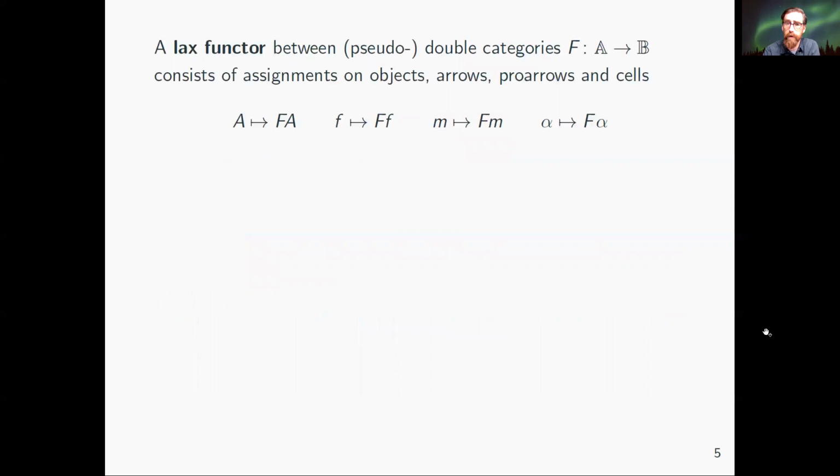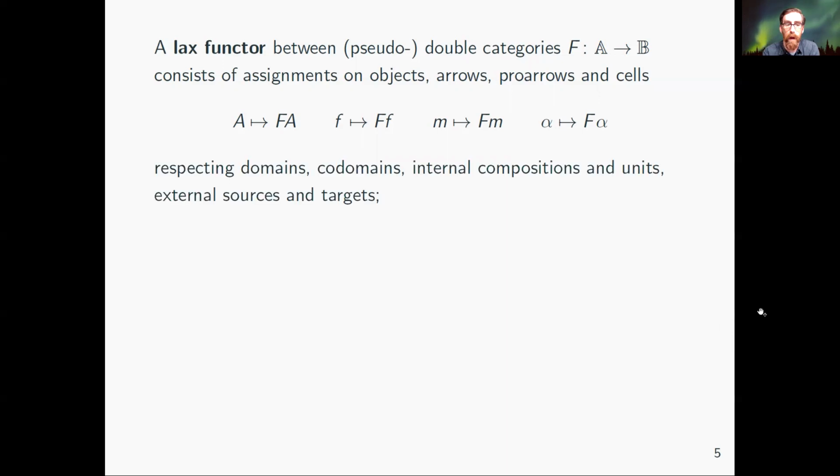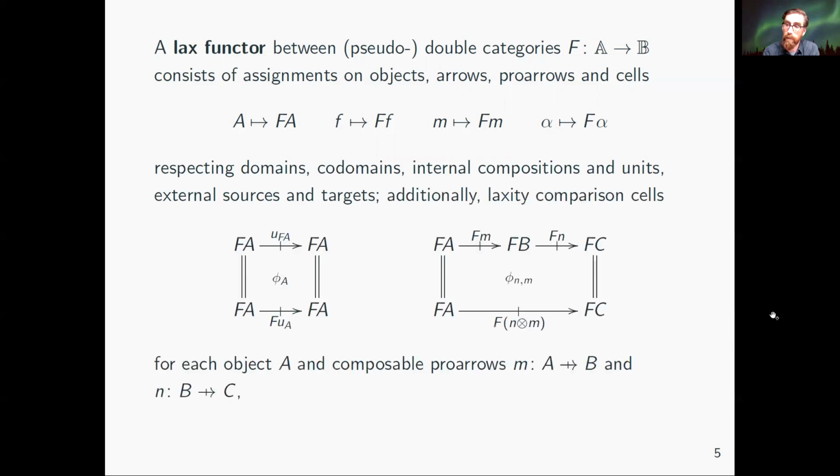Now, we're interested in lax functors between double categories. These will take objects to objects, arrows to arrows, pro arrows to pro arrows, and cells to cells, in such a way as to respect all the internal structure and also the external source and targets. The external unit and external composition, however, are not preserved even up to iso. Instead, there are certain laxity cells.